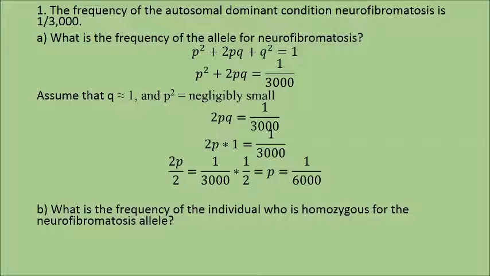So 2p divided by 2 is p, and 1 in 3,000 divided by 2 is 1 in 6,000. So the answer for part A is 1 in 6,000. That's how we got it.